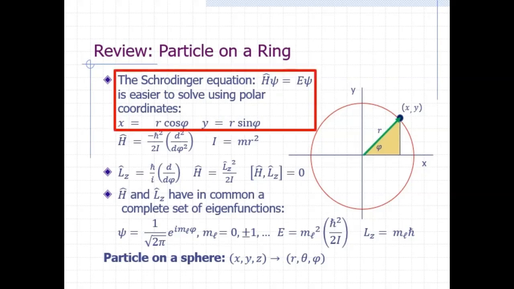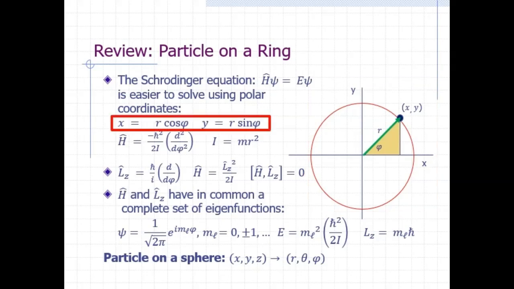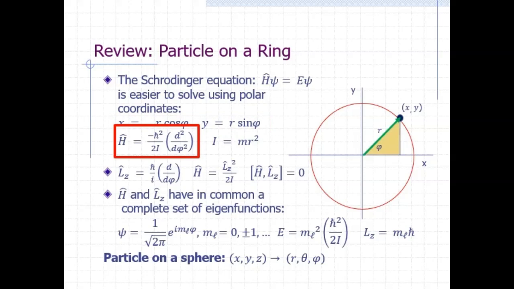We learned that using polar coordinates was convenient for solving the Schrödinger equation, H hat psi equals E times psi. As shown in this diagram, the Cartesian coordinate x is equal to r, the radius of the circle, times the cosine of phi, the angle between the radius vector and the positive x-axis. And the Cartesian coordinate y is equal to r times the sine of phi. The Hamiltonian operator then simplifies to negative h bar squared over 2I times the second derivative with respect to phi, where uppercase I is the moment of inertia, which is equal to the mass times the square of the radius.